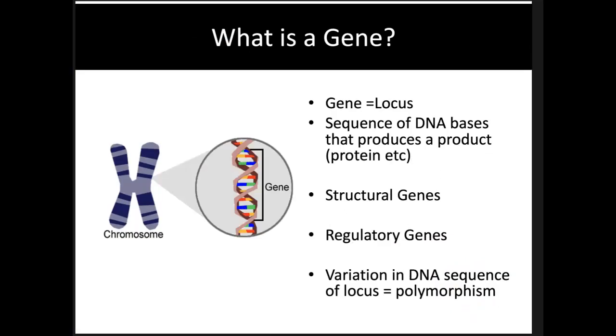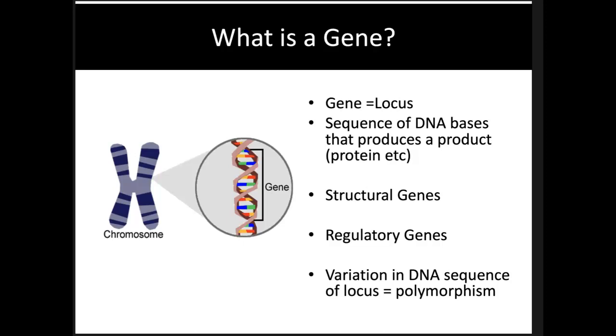Okay, so in your textbook, they do a lot of discussion about locus, and locus is the same thing as a gene. So it's an interchangeable term for a gene. A gene is simply a sequence of DNA that codes for something. Most often it codes for proteins, but it can code for all kinds of things.